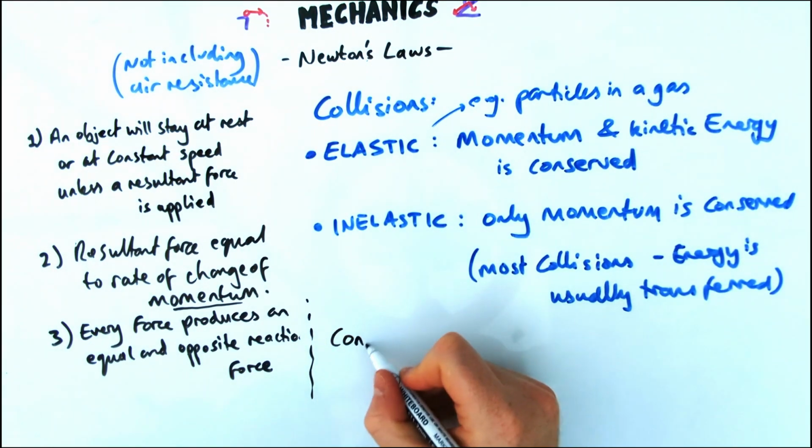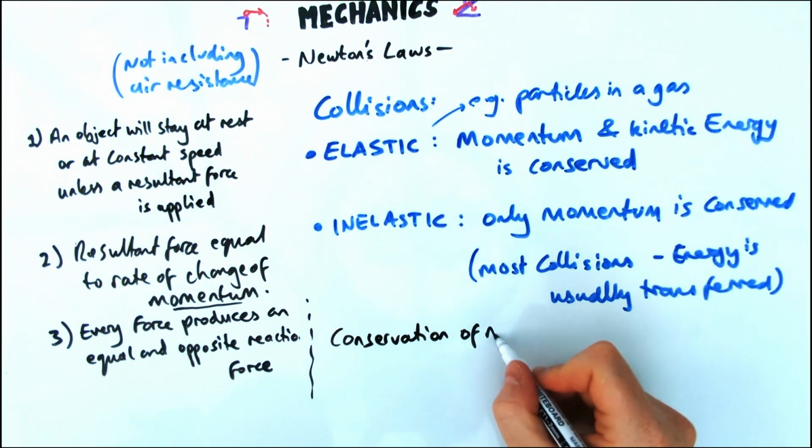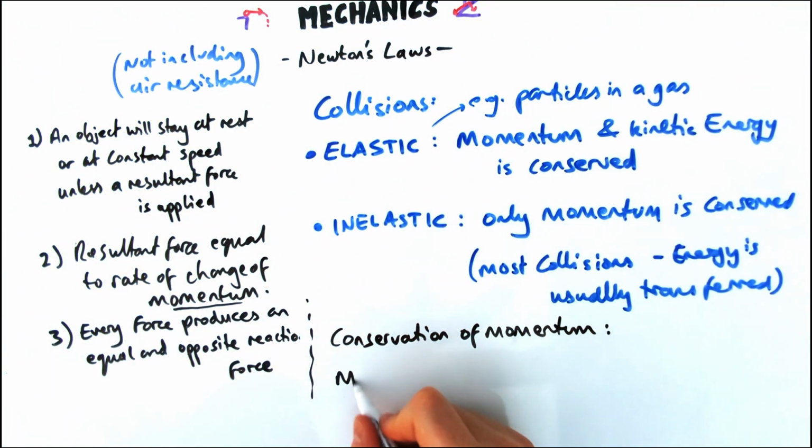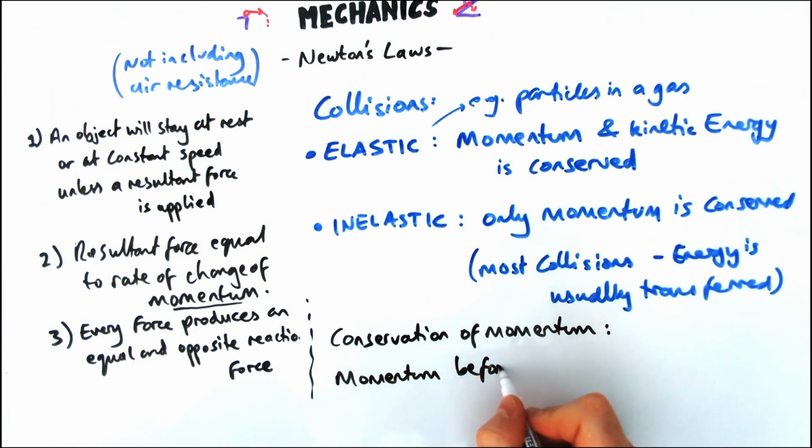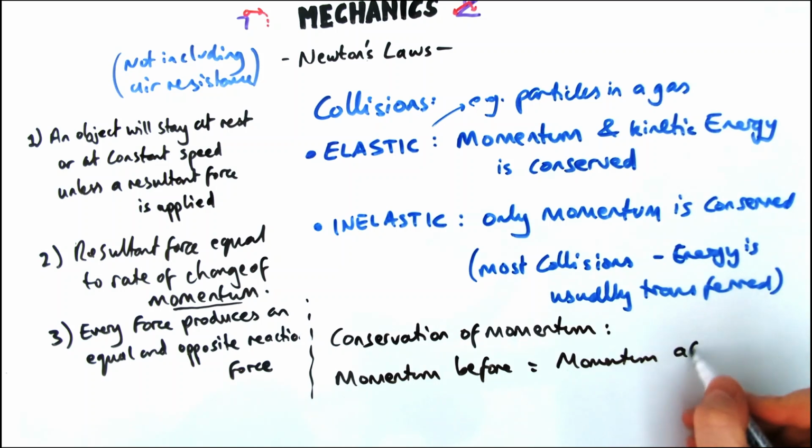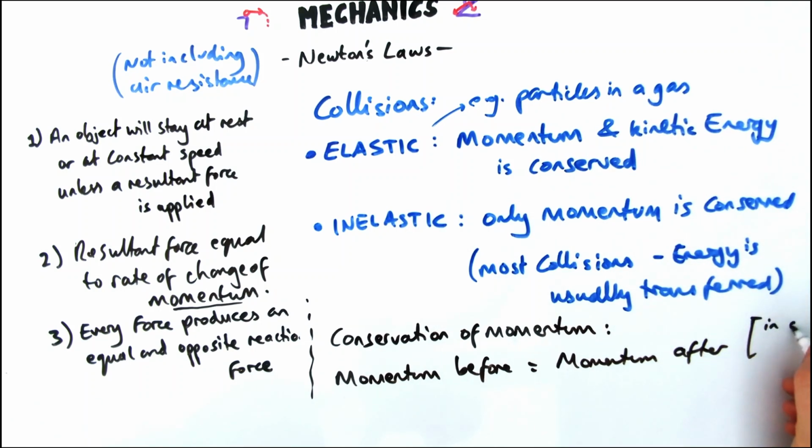So conserving momentum, we've got momentum before equals momentum afterwards in a closed system, meaning when there's no forces being exerted on the system. And we'll look at more examples of that later on when we do the questions later on in the video. So Newton's third law, we can also use that to derive conservation of momentum.